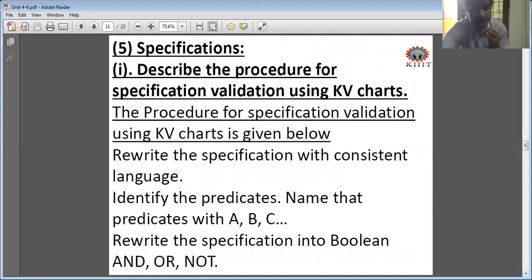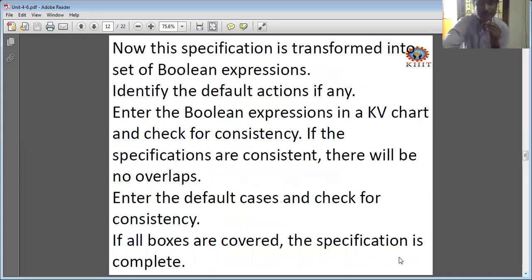Now, specifications. Next topic is known as specifications. Describe the procedure for specification validation using KV charts. The procedure for specification validation using KV charts is given below. Rewrite the specification with consistent language. Identify the predicates. Name the predicates with A, B, C. Rewrite the specification into Boolean AND, OR, NOT. Now the specification is transformed into a set of Boolean expressions. Identify the default actions, if any.